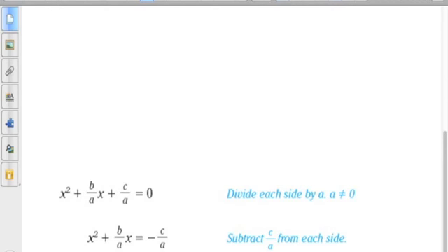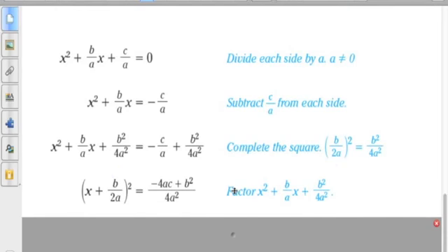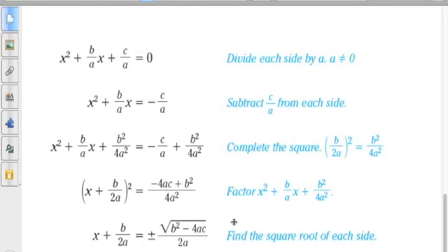Okay, jump from that point. We factor x squared plus b over a x plus b squared all over 4a squared. That is a perfect square trinomial. Okay, and we take the radical of both sides. Okay, you end up with x plus b over 2a equals plus or minus the square root of b squared minus 4ac all over 2a. Why did this become 2a?